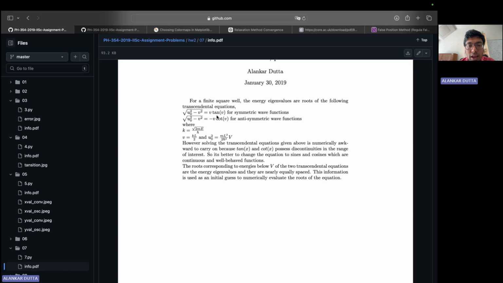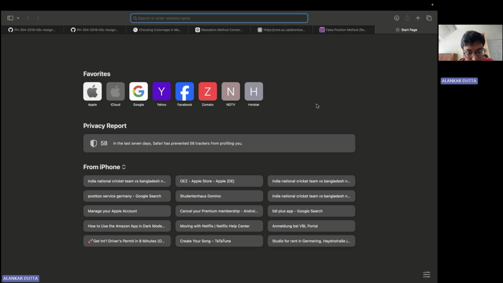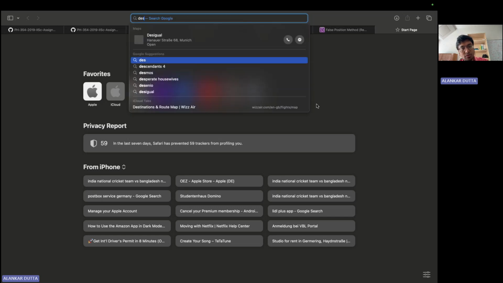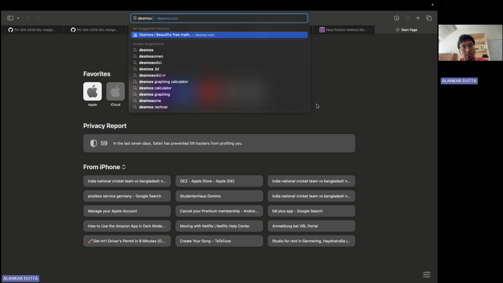But as you can see, since tan and cot are involved, let's look at the graphs of tan and cot. So let me open something to plot the functions, just a simple plot of functions. Say I can open Desmos, which is a graphing calculator.